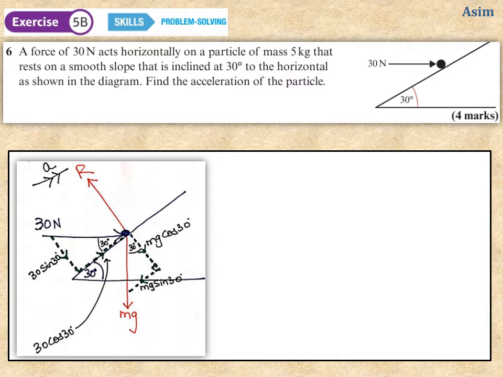Okay, class. This is our sixth online lesson and our fifth in the series of dynamics. We're continuing with the same component of forces. Okay, let us take this example from exercise 5C.